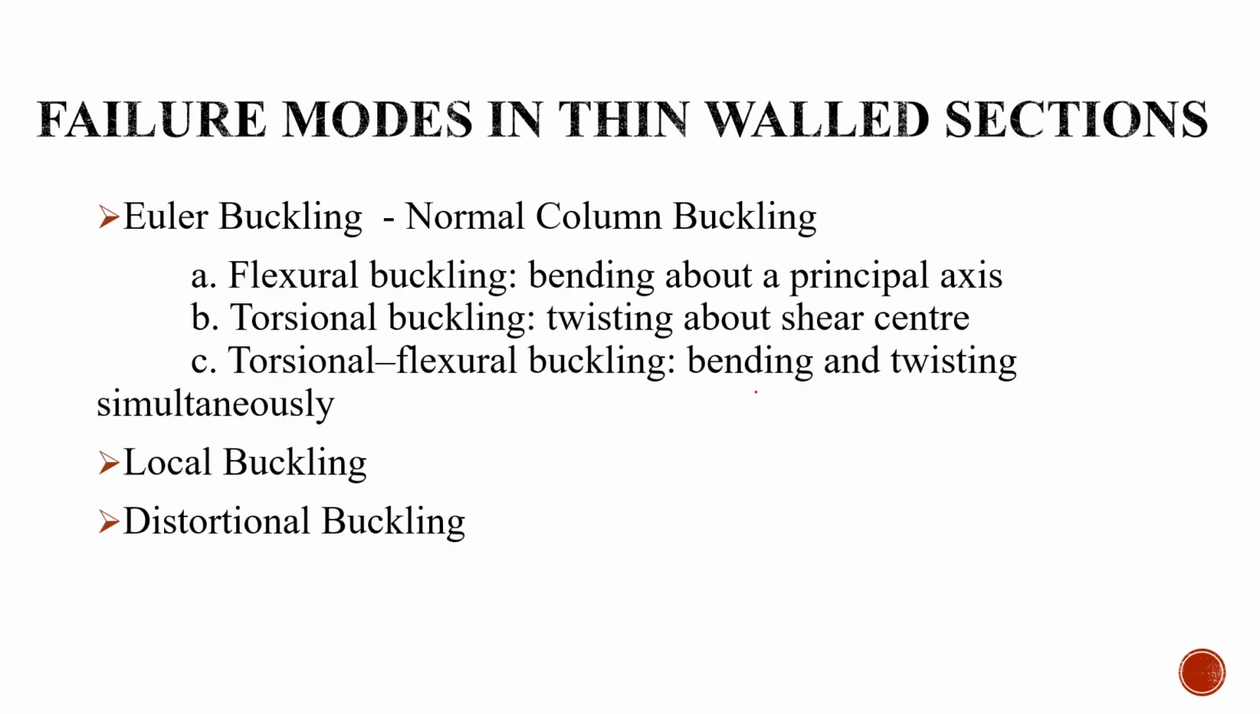The different failure modes in thin wall sections include the Euler buckling, which is the normal column buckling, then some special buckling like the flexural buckling, torsional buckling, flexural torsional buckling, and these are applicable for the majority of column structures. And we have special types of buckling like the local buckling and the distortional buckling, which are applicable only for the cold formed steel members.